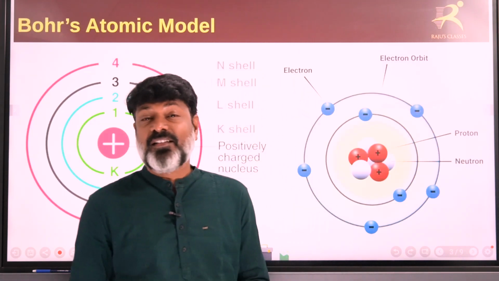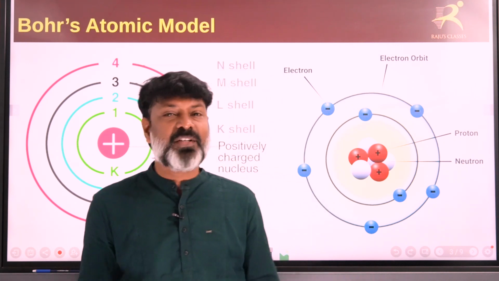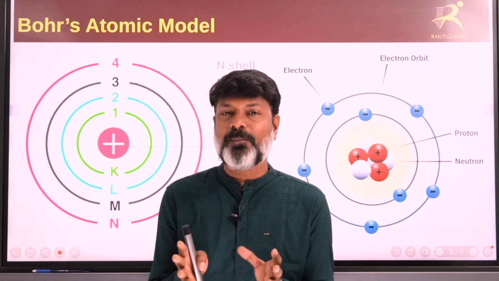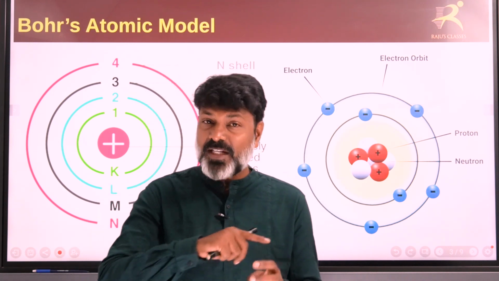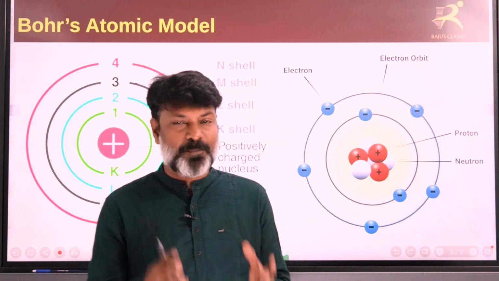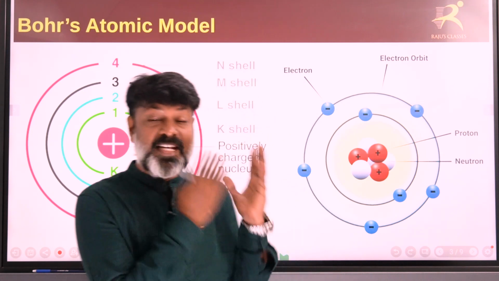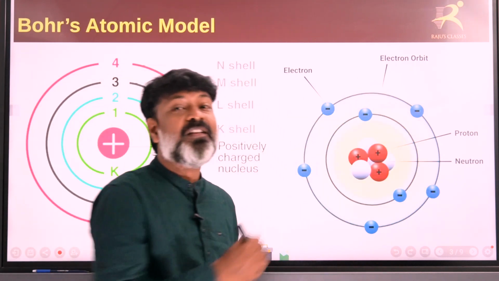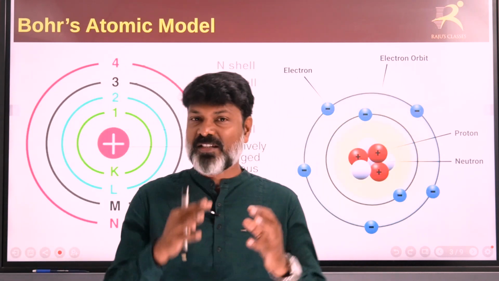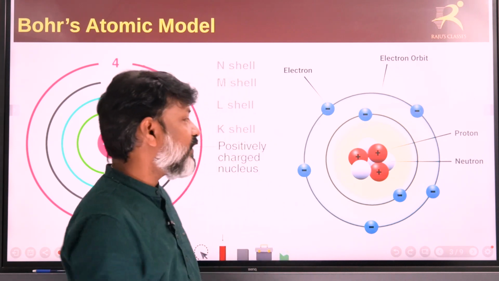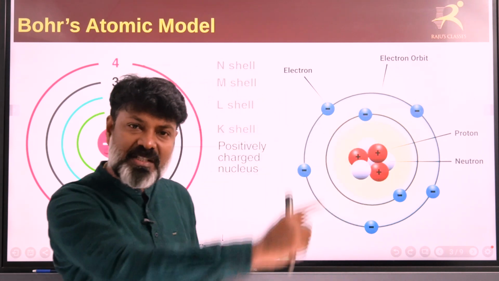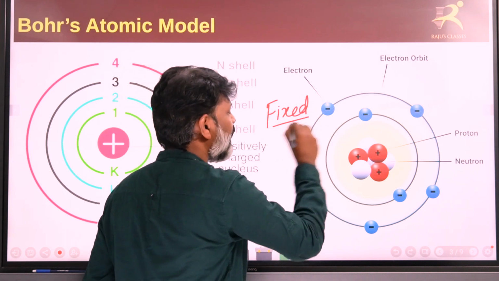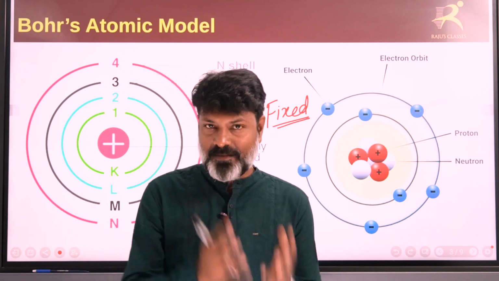As I said earlier, Bohr's atomic model is a modified version of Rutherford's model. According to Rutherford, the positively charged particles are in the middle, surrounded by the electrons. But later on, Niels Bohr proposed that electrons move in fixed orbits, where the positively charged particles in the middle are known as the nucleus. So the nucleus is the center and the electrons move in fixed orbits, and this fixed orbit is the foundation of Bohr's model.